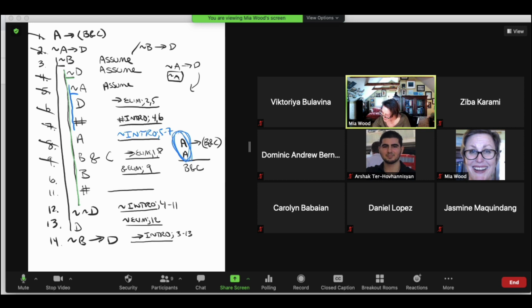Now we're in a position, take a look at 3 and 10, to introduce the contradiction. And then we've already filled in the remainder of our citations and justifications, because we were originally working backward. So yes, really good work, despite my best efforts to screw things up.